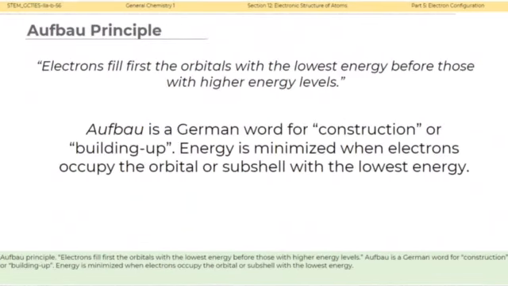Aufbau principle. Electrons fill first the orbital with the lowest energy before those with higher energy levels. Aufbau is a German word for construction or building up. Energy is minimized when electrons occupy the orbital or subshell with the lowest energy.